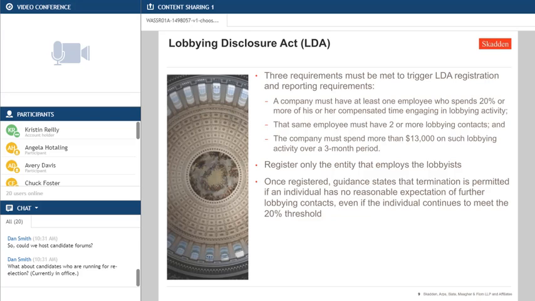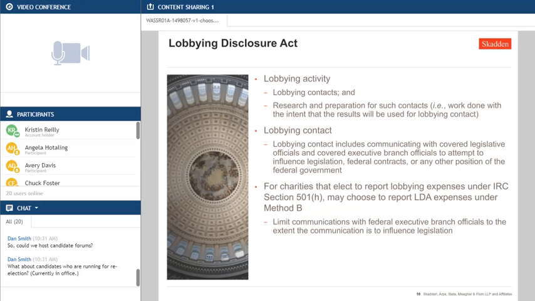Register only the entity that employs the lobbyist. This comes up really more in groups of affiliated entities. If you're a group of companies, rather, it's usually more like for-profits, whoever is giving the W-2 to the lobbyist is going to be registered as the lobbyist employer. And then this is a termination bullet, for when you can terminate. So moving on to the next slide, slide 10.